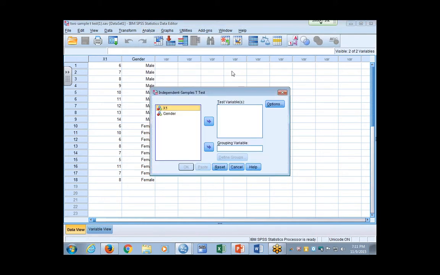Now I have to tell SPSS two bits of information. One is, what's the variable I'm testing? That's a numerical variable, the numerical values that I'm finding the means of. And how are those grouped? Are they male and female? Are they grouped by hair color or whatever it is? Is it placebo and drug? In this case, it's by gender. So I'm going to move gender into the grouping variable.